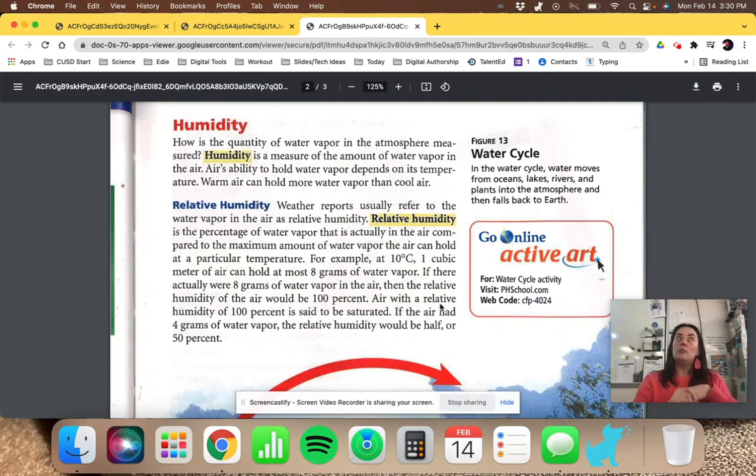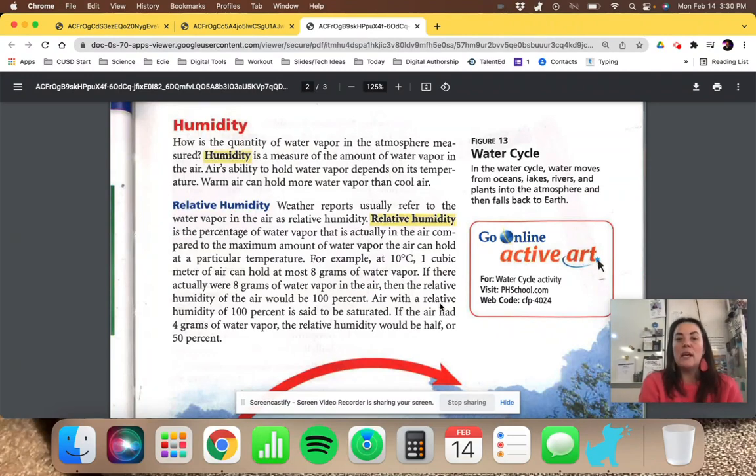And when we measure humidity, it is given at a specific temperature because it's given as a percentage. And since cold air can hold less water vapor, its percentage would not be equal to the same amount of water that it would be at a warmer temperature. And I know that sounds confusing. We're going to talk about that. Relative humidity is what I've been talking about, really. Weather reports usually refer to the water vapor in the air as relative humidity.